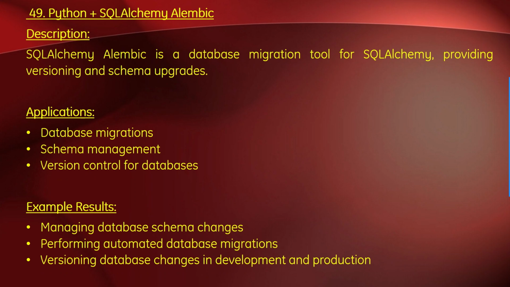Moving on, we have Python plus SQLAlchemy Alembic. So Alembic is a database migration tool for SQLAlchemy, providing versioning and schema upgrades. So applications include database migration, schema management, and version control for databases, and examples here are managing database schema changes, performing automated database migrations, and versioning database changes in development and production.